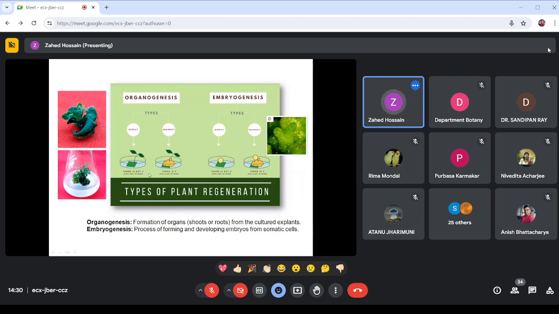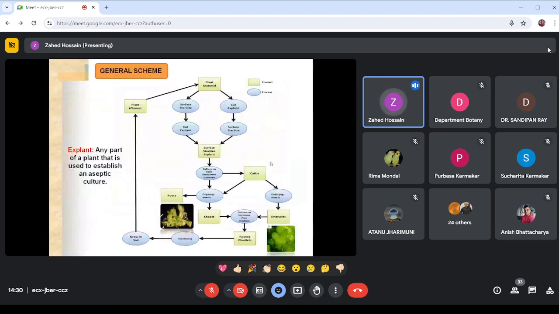So if the organogenesis is without going through the callus phase, it would be called direct organogenesis. And if it goes through the callus phase, then it would be called indirect organogenesis. Similarly, if a somatic embryo directly develops from the explant, it would be called direct embryogenesis, or if it forms from the callus, then it would be called indirect embryogenesis. So these are the two different modes of plant regeneration. One is organogenesis, another one is embryogenesis.